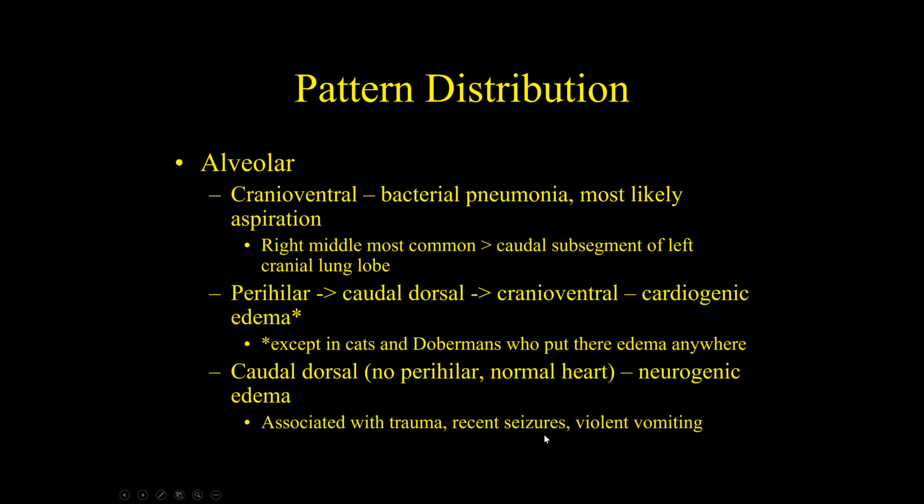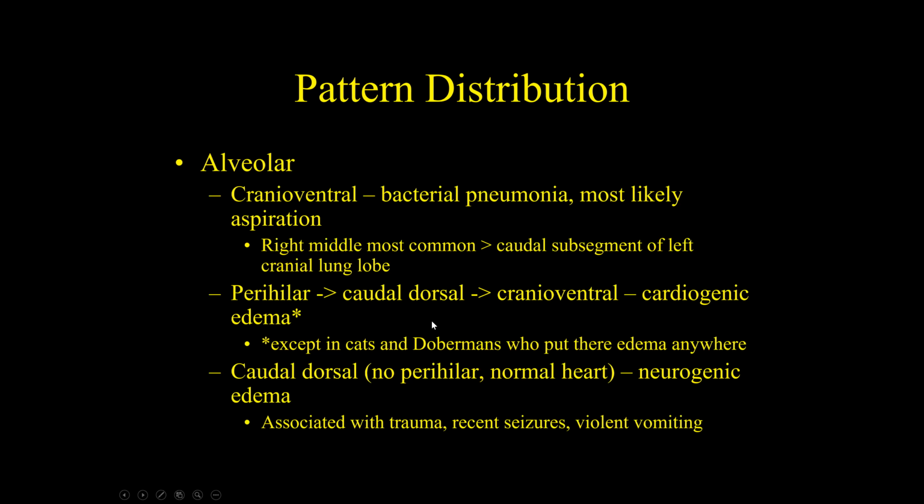If the dog has recent seizure activity or violent vomiting, they can get edema that forms in the caudal dorsal lung fields just due to these things. Very commonly, you'll see dogs and cats that come in having been hit by a car, and they might have neurogenic edema in the caudal dorsal lung fields. I had a cat one time that came in and it had tried to get under the garage door of someone's house while it was shutting and got stuck right around the neck or the head. So this animal came in with neurogenic edema.